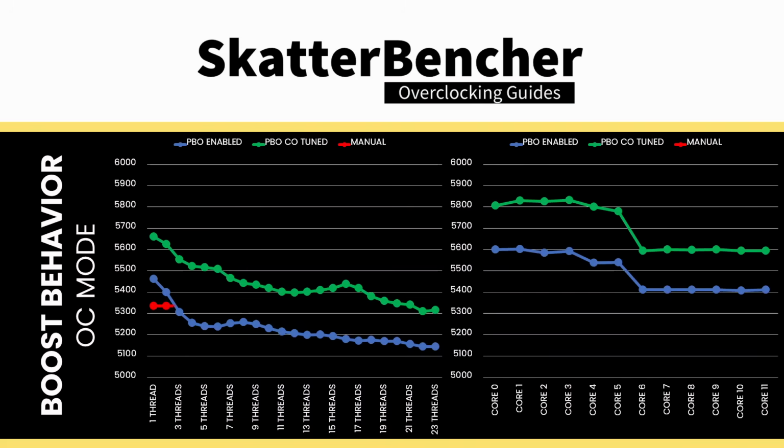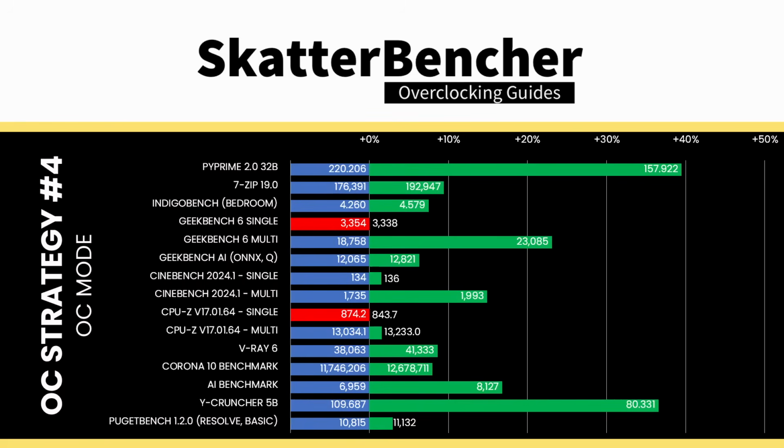The boost frequency at one active thread is 5335 MHz, and the average boost frequency gradually trails off to 5275 MHz when all cores are active. In light single-threaded workloads, all cores in CCD0 run at 5335 MHz, and all cores in CCD1 run at 5215 MHz. We ran the benchmarks and checked the performance increase compared to the default operation.